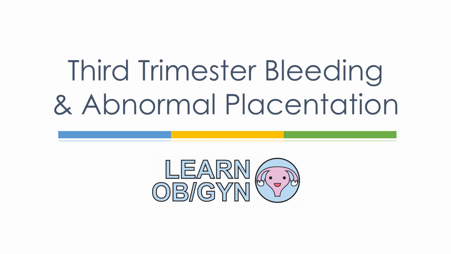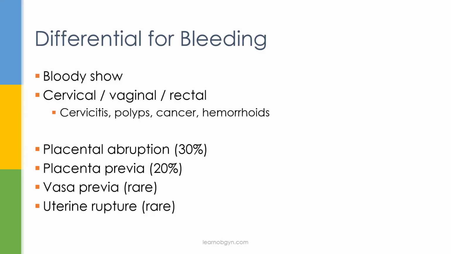This is Amir, and in this video we'll be talking about third trimester bleeding and abnormal placentation. Let's start off by discussing a differential. The majority of this lecture will focus on these four sources of bleeding because they're abnormal and very testable, but a lot of bleeding you'll see in third trimester, especially at term, can be benign.